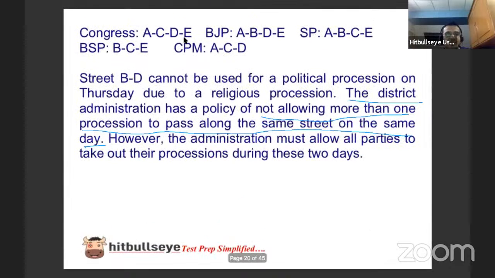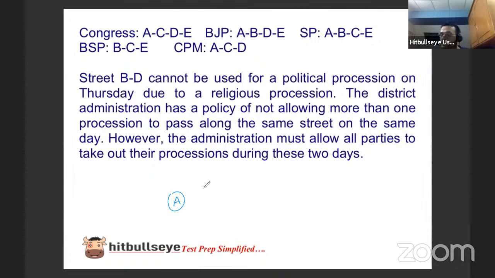all the combinations: ACDE, ABDE, ABCE, and BCE. Let me create that quick diagram and let's try to see which day which party is going to go along with their procession.